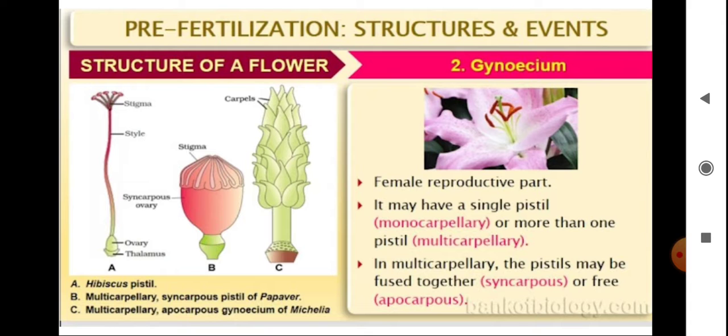In the picture you can see the hibiscus pistil, it is monocarpellary, whereas the remaining two, papaver and michelia, are multicarpellary. In multicarpellary, the pistils may be fused together or free. If it is fused, then it is syncarpous. If it is free, then it is apocarpous. About types of carpels you have studied in your first period class. Recall that.